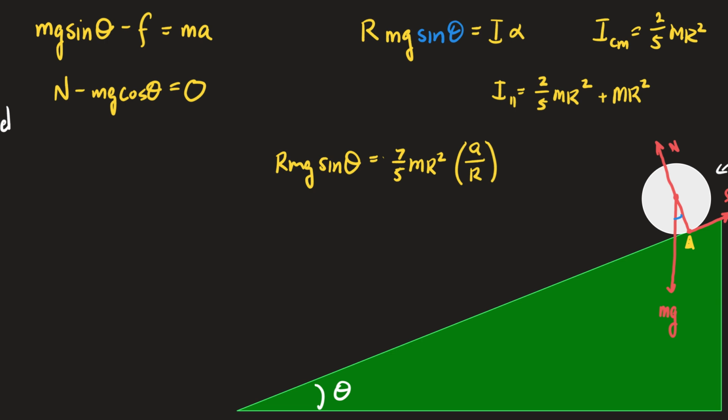Now, again, just like before, you're going to notice that all the R's cancel here. That's not accidental. This is the way this stuff works. But do you see all the R's canceling out? Now, that would not be true if you had some kind of weird situation. There are weird situations. This is not one of them. So this R cancels, these R's all cancel, and I'm left with mg sine theta equals 7/5 ma.